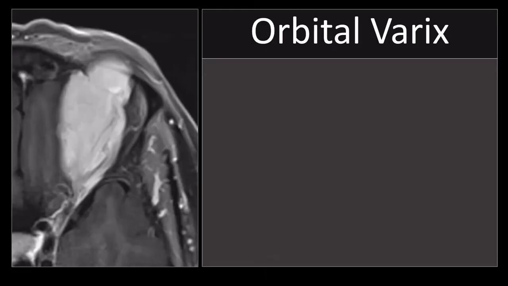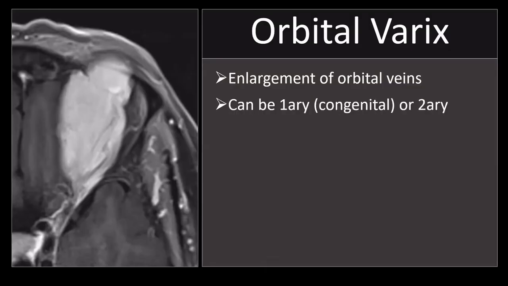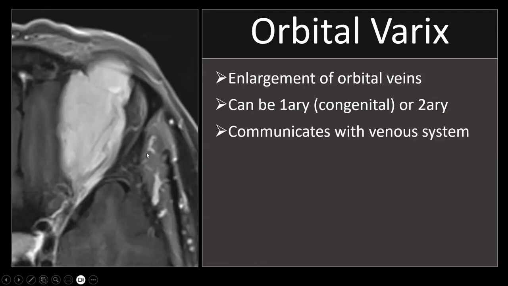What is an orbital varix? Well, basically an enlargement of one or more of the orbital veins. This can be a congenital anomaly, then it's called primary, but can also be secondary. For instance, in a patient with an arteriovenous malformation causing secondary enlargement of orbital veins. We're assuming that in this case, we're dealing with a primary lesion because everything else seemed okay.